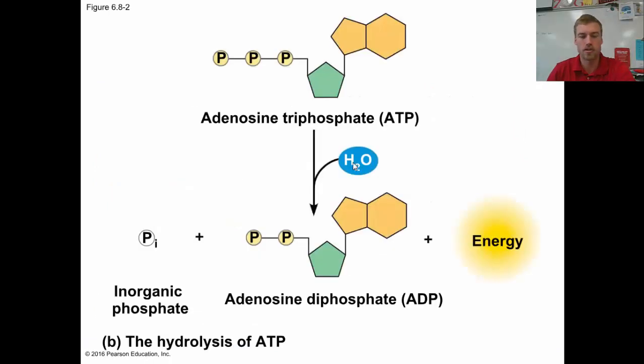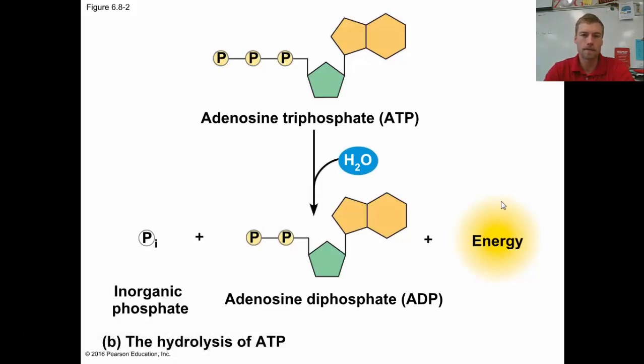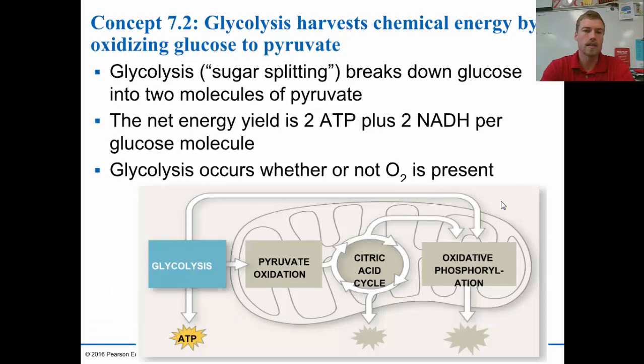Here's again kind of a picture showing that process happening. Hydrolysis occurs, we pop off this phosphate, we get the ADP, and then we get a lot of free energy that we can use to do work. All right, so let's talk about the process of glycolysis.